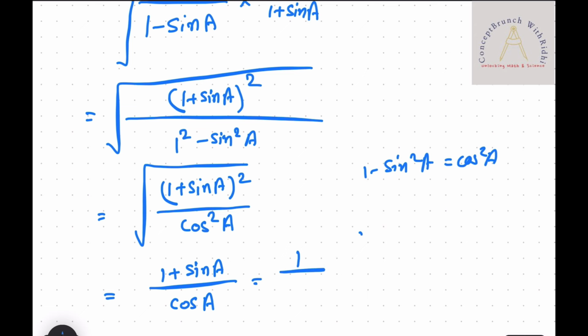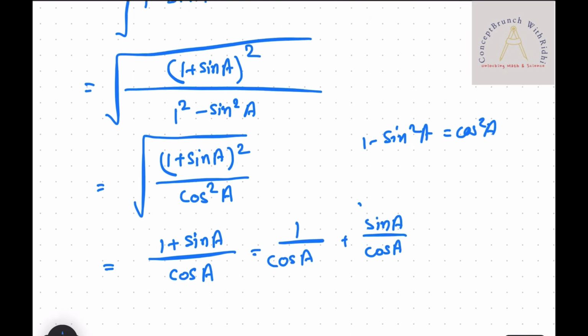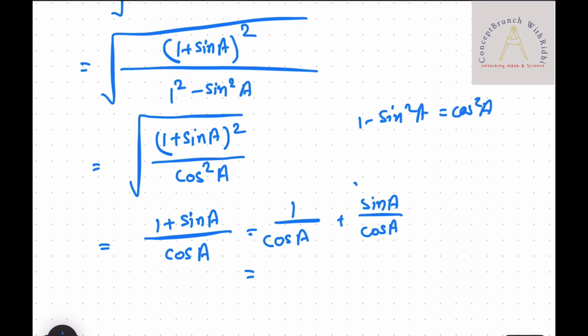Separate them: 1 divided by cos A plus sin A divided by cos A, right? So what is going to be? 1 over cos A will become secant A, and this will become tan A, that is equal to RHS, hence proved. This is our 7th question.